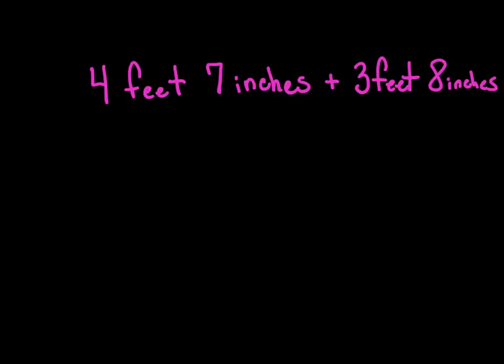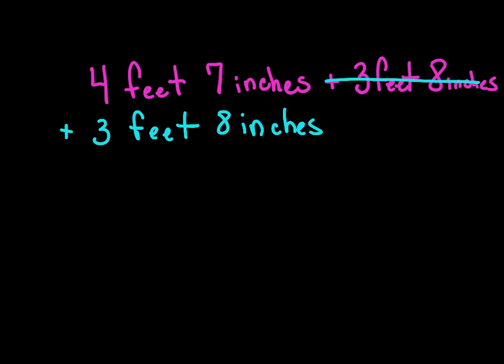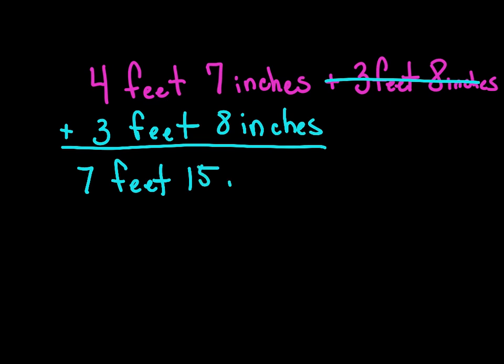Next example, 4 feet 7 inches plus 3 feet and 8 inches. This is going to be fun. So let's just put these all together. So I'm just going to put 3 feet underneath this one and 8 inches next to this one. All right, we're going to add them up because we want the total. So we have 7 feet. 7 plus 8 is 15 inches.